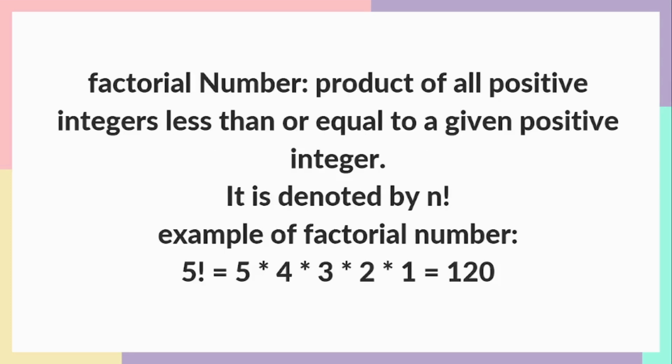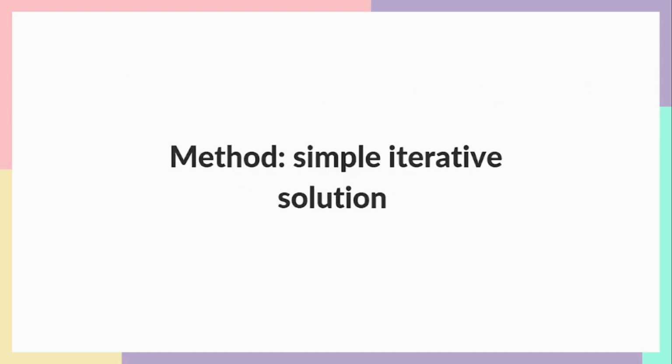About factorial number: it is the product of all positive integers less than or equal to a given positive integer. It is denoted by n factorial. For example, if we take 5 factorial, it is 120. It means multiplying the numbers 5 into 4 into 3 into 2 into 1. Then we will get 120. For this, we use a simple iterative approach.